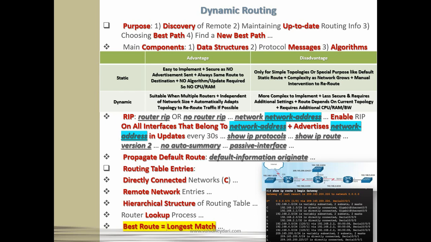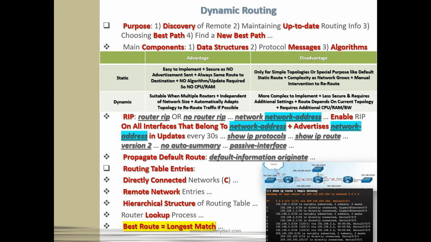You see the configuration here. You need to issue router RIP on Cisco routers to enable RIP version 1. And if you negate this command, if you put no in front of it, no router RIP, then you disable routing information protocol, RIP protocol.